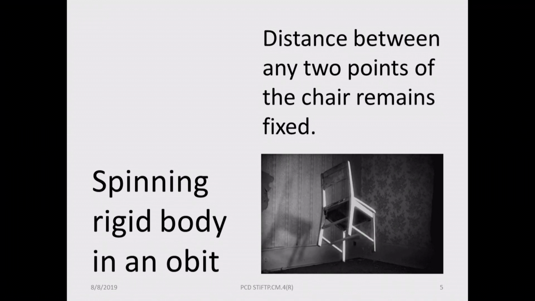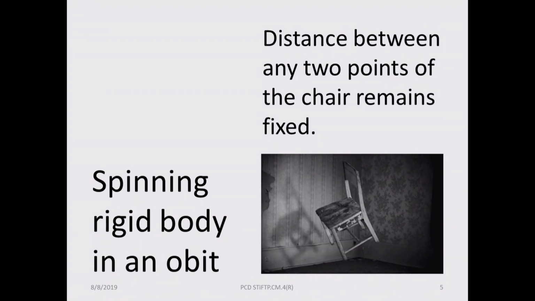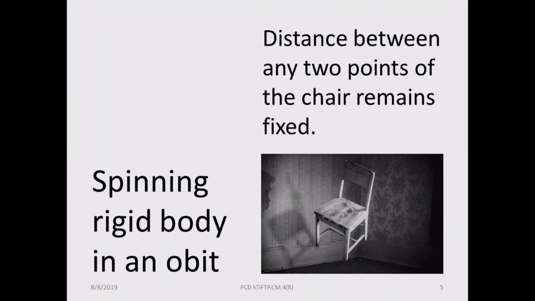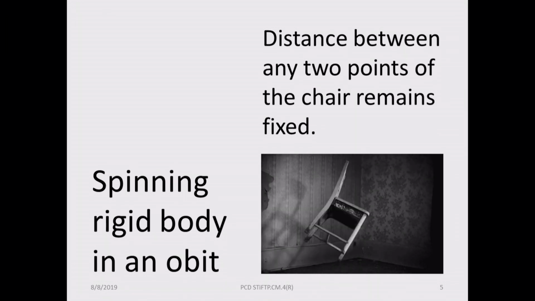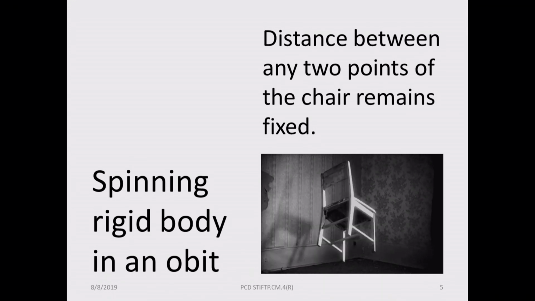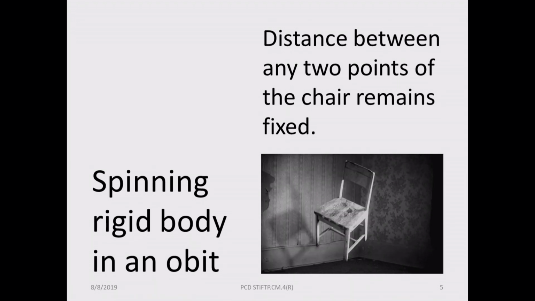So no matter how it spins, if you take any two points on this chair, that distance remains the same because it is a rigid body, which means that the number of degrees of freedom that the particles of the chair have are brought down because of this constraint. There is this constraint that the distance between the two particles must remain the same, and it is very easy to understand this when you just consider two objects, two particles.